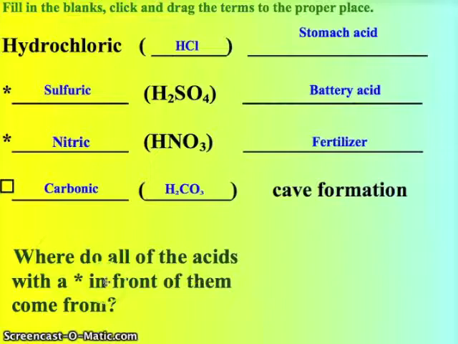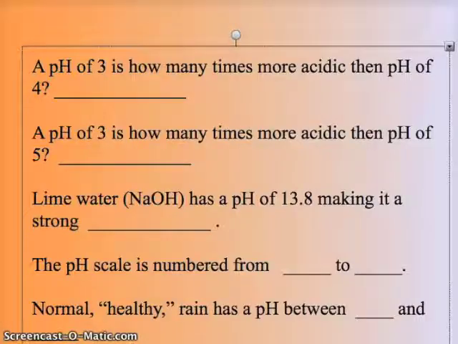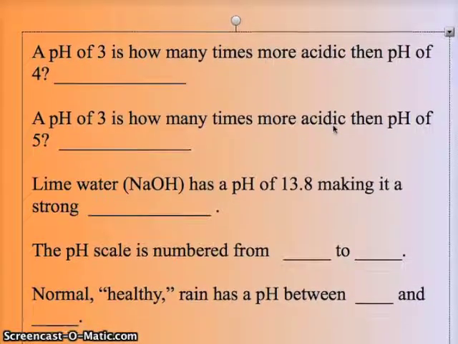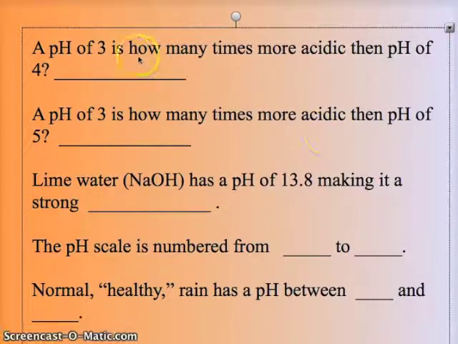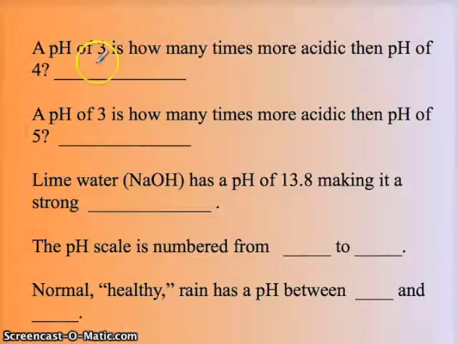And where do all the acids with an asterisk in front of them come from? They come from the burning of fossil fuels. So let's take a look at the next slide. I'm just going to scroll down a little bit. A pH of 3 is how many times more acidic than a pH of 4? If you said it is 10 times more acidic, you're absolutely right.